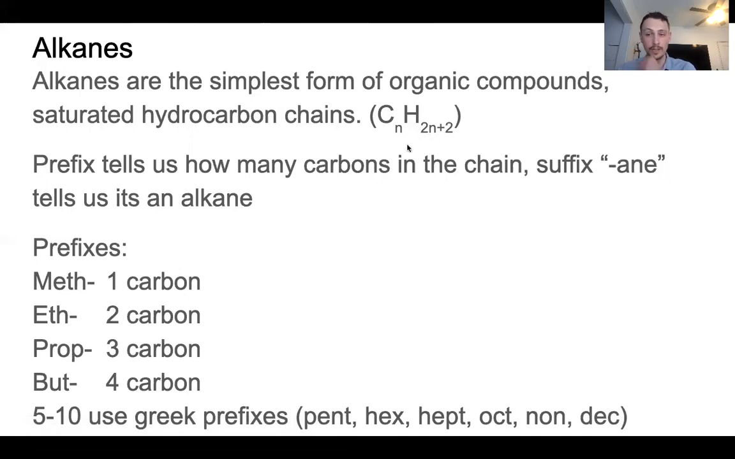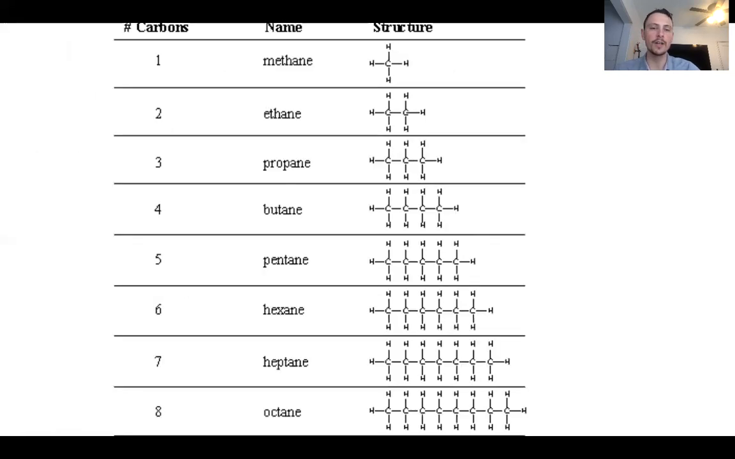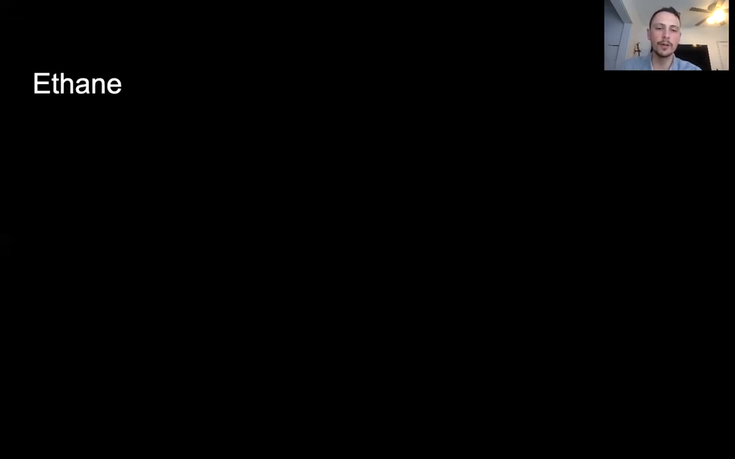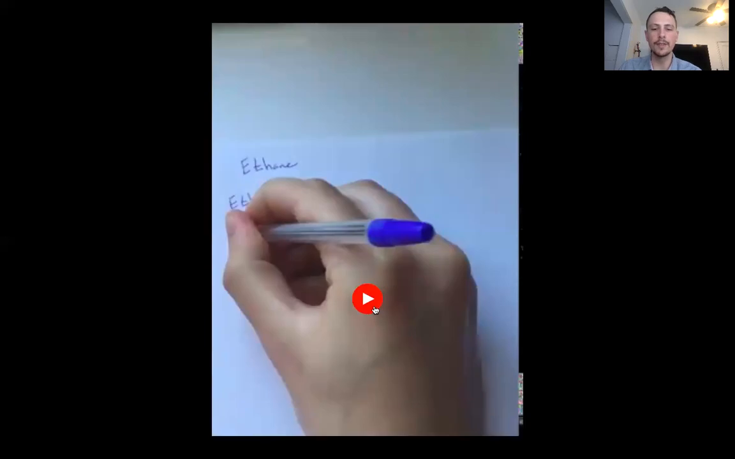And using this formula here, we can figure it out without having to draw it out, which will save us some time. So we are going to write out the molecular formula and the Lewis structure for these 3 alkanes here. And I pre-recorded myself doing these, so we'll watch the short videos and we'll talk about what's going on. So here is ethane.